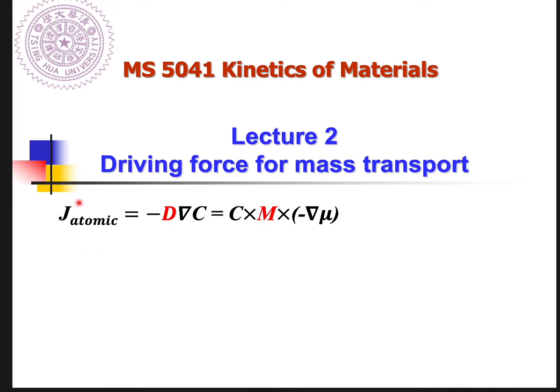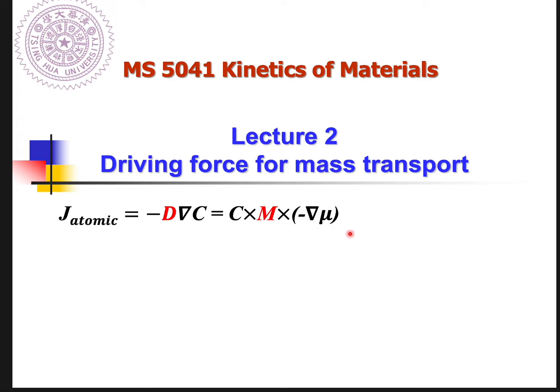People will usually use the atomic flux. It's how many atoms pass through per unit area per unit time. Based on Fick's first law, it equals minus diffusivity times the concentration gradient. It can also be expressed as the concentration, mobility, and the driving force. The driving force for mass transport, as we mentioned before, is a negative chemical potential gradient.